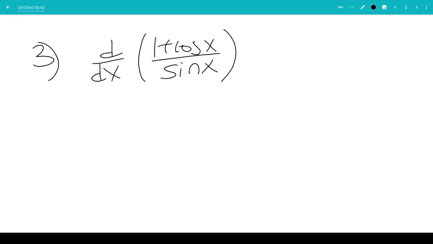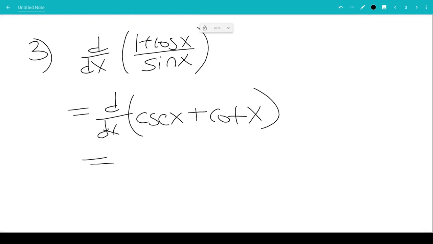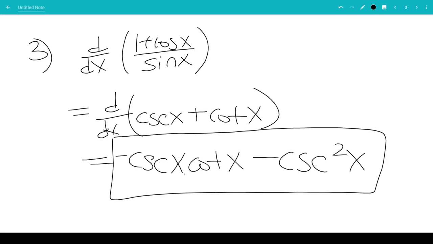The third question, the derivative of 1 plus cosine x over sine x. So it's just the reciprocal of this question. So we're going to just keep the derivative, and then 1 over sine x is just cosecant x, and cosine x over sine x is cotangent x. The derivative of cosecant x, let's think, it's cosecant x, cotangent x with a minus sign, and then the derivative of cotangent x is minus cosecant x squared. And that is the answer to that question.